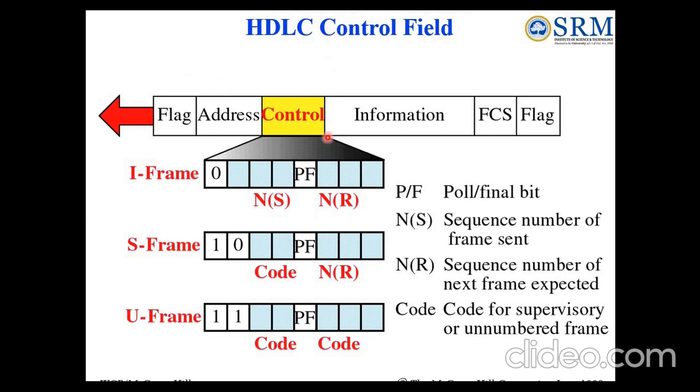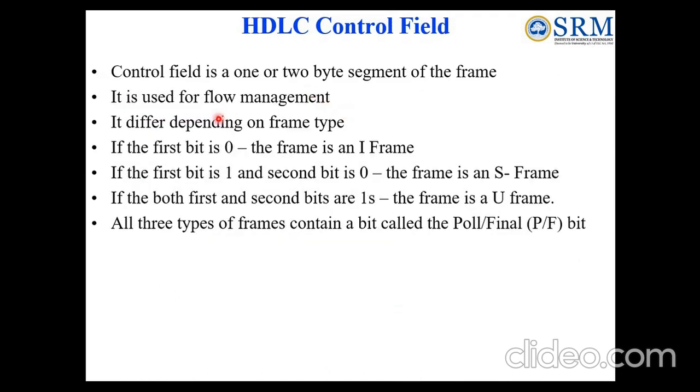Then the control field. In the I-frame we have N(S) and N(R), the sequence numbers of the frame sent and the frame expected in ARQ. In the S frame we have code and N(R); N(S) is not there. In the U frame we have 2 plus 3 bits of code alone. So the control field may be 1 or 2 segments. It's used for flow management.